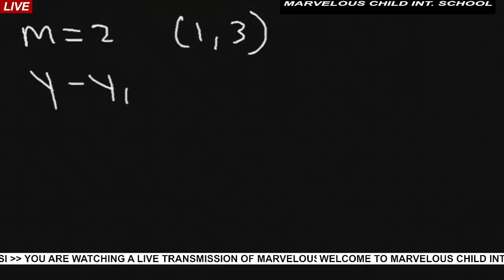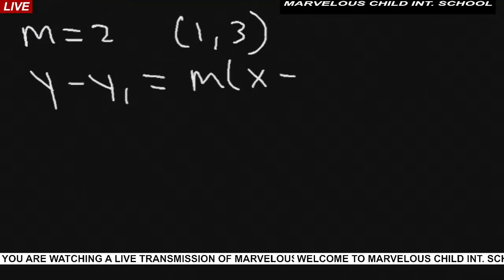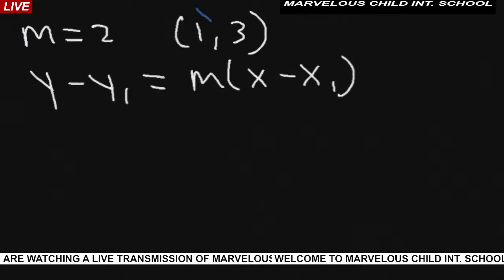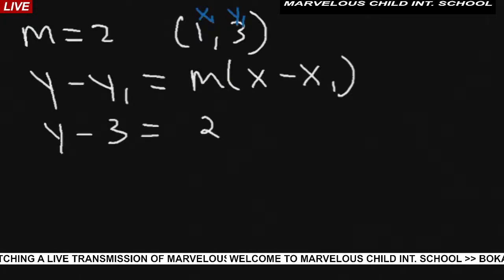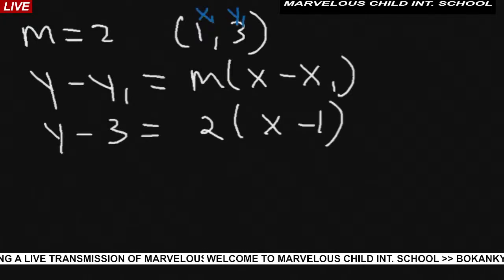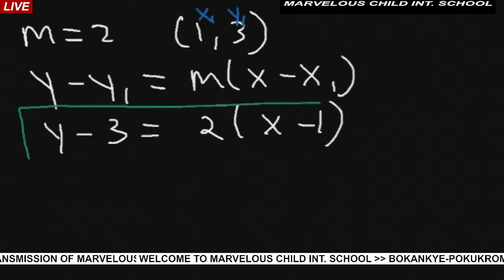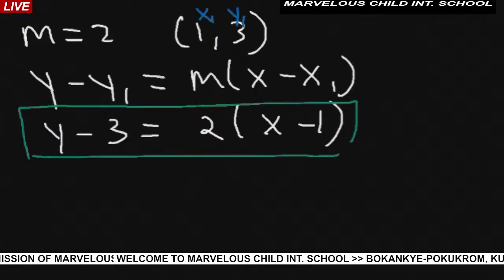So let's say the slope is 2 and you have the point (1, 3). How would you write the equation of the line that passes through the point (1, 3) and has a slope of 2? Personally, I think it's easier if you start with the point-slope equation. This is x1 and this is y1. So let's replace y1 with 3, m with 2, and x1 with 1. This is the answer in point-slope form: y minus 3 is equal to 2 times x minus 1.